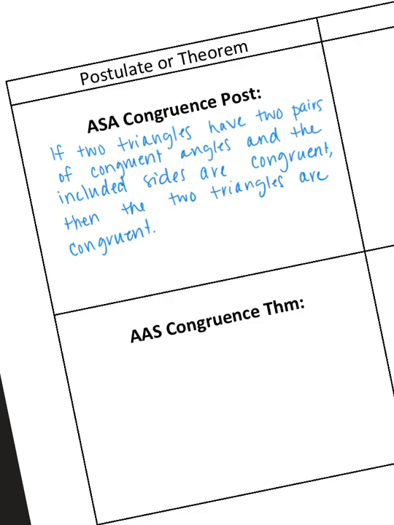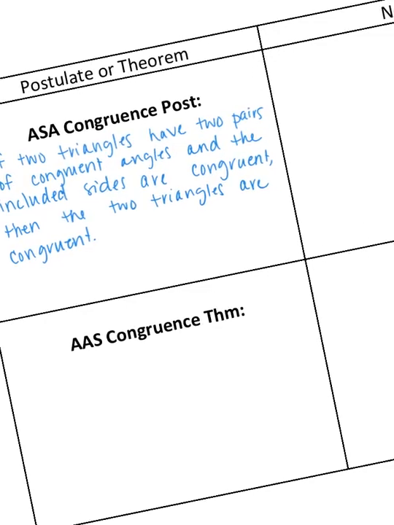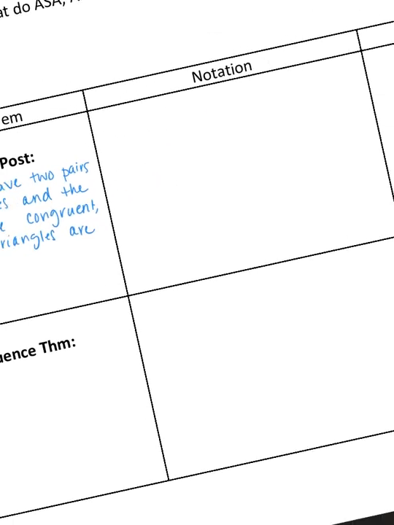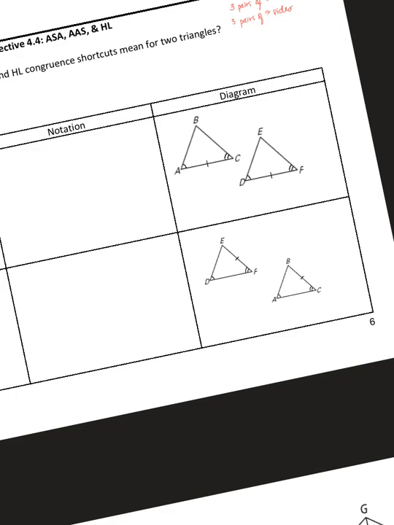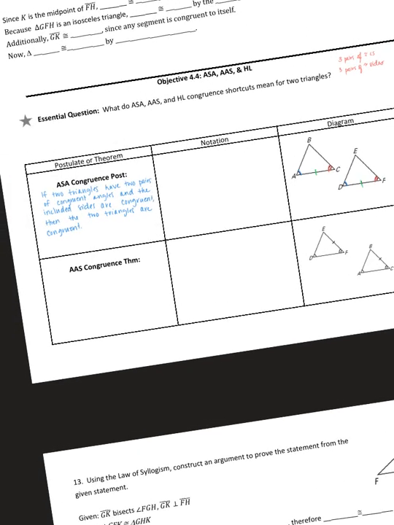And then let's take a look at this picture and the notation. Okay, so there's a reason that it goes in the order ASA. The side has to be between, so the congruent side has to be between the 2 congruent angles. So here are our congruent angles. Angle A is congruent to angle D. Angle C is congruent to angle F. And segment AC is congruent to DF. And that segment is between the 2 congruent angles. So these triangles are congruent by the shortcut ASA.